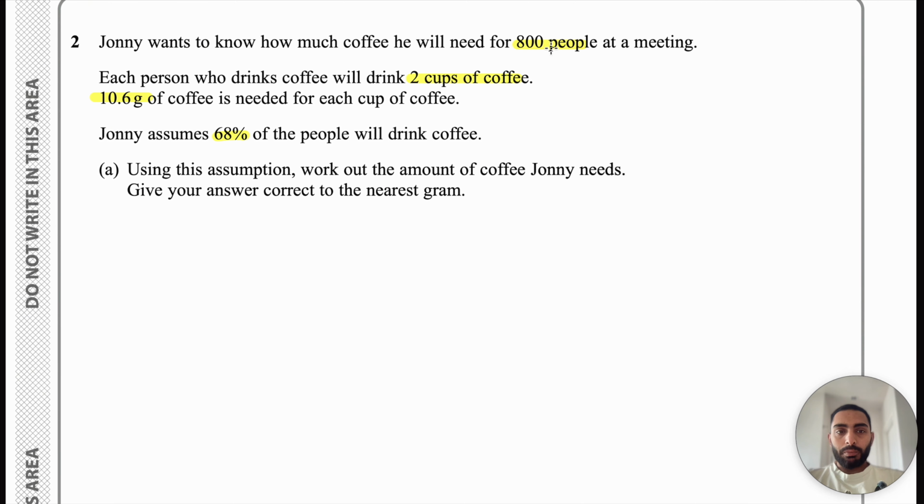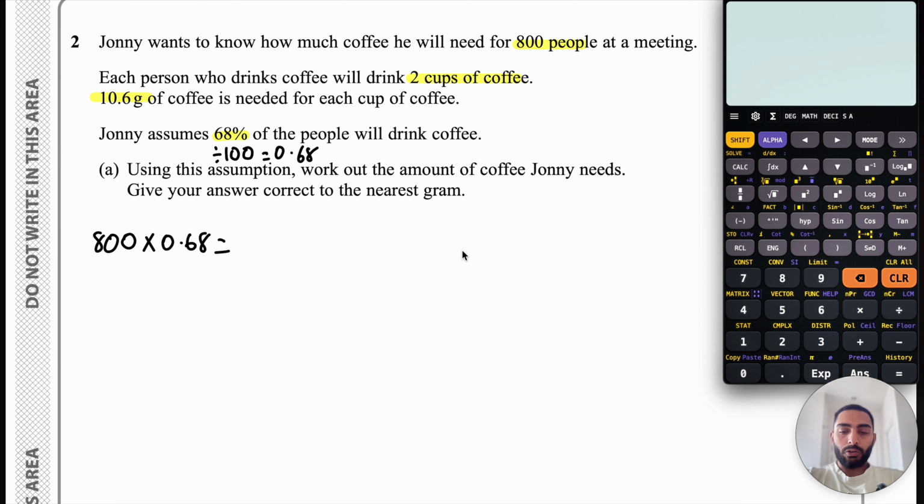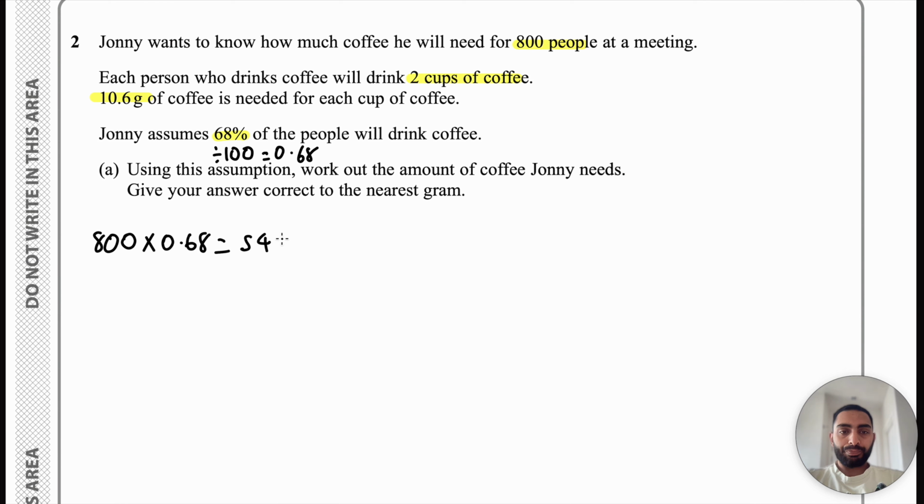So there's 800 people altogether, and we're assuming that 68% of them will be drinking coffee. So we're going to find 68% of 800, and the way we can do that, we can change this into a decimal, and we're going to multiply it by 800. So how do we convert percentages into decimals? We just divide by 100. So 68% divided by 100 is 0.68. So we're doing 800 multiplied by 0.68, and this is telling us how many people will be drinking coffee. 800 times by 0.68 is 544.